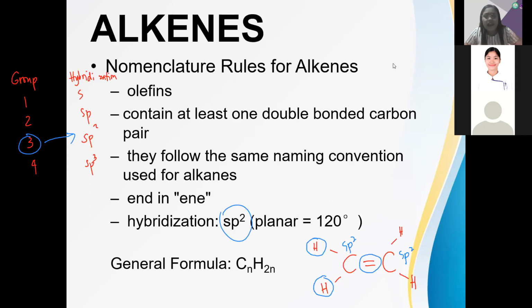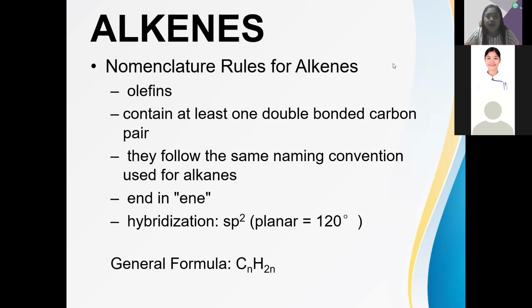Now, for the general formula, di ba, remember alkanes class is CnH2n+2. This time for alkenes, we follow this general formula, CnH2n. Therefore, if you have a 2-carbon alkene, this will be C2H2 times 2, kasi n is the number of carbon. So, the correct chemical formula for a 2-carbon alkene is C2H4. Okay, so please again follow this general formula for our alkenes.